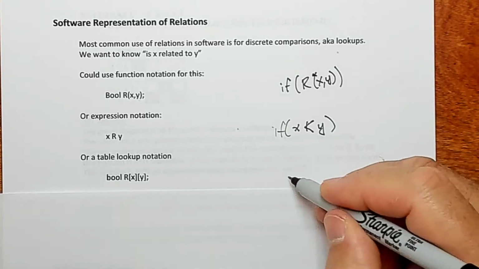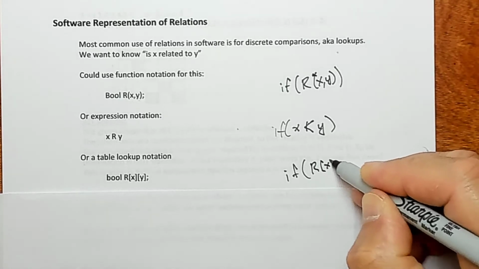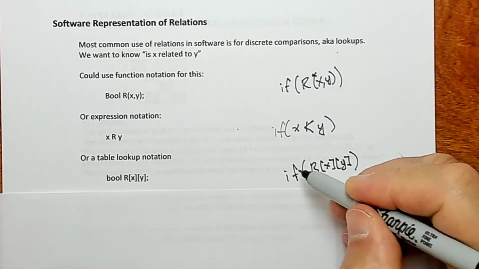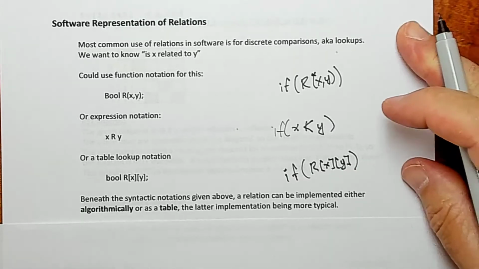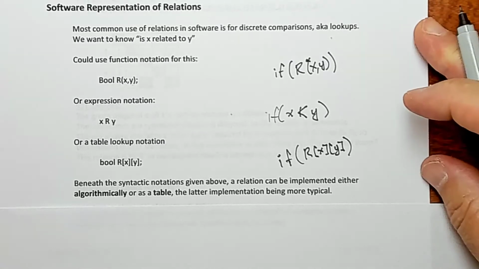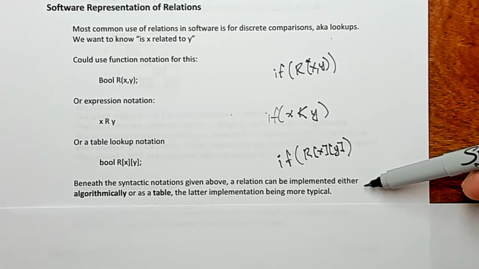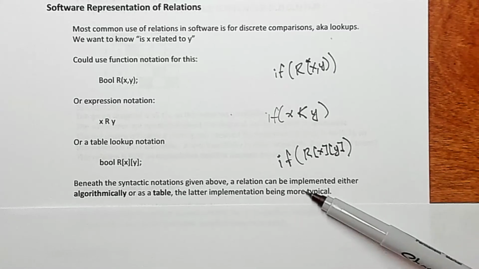Or you could do a table lookup. You could say if r, now I'm using C syntax. I'm also using C++ syntax at the same time. Amazing. Sorry, a little bit of sarcasm. I shouldn't do that, but yeah, C and C++ are very similar. Okay, beneath the syntactic notations given above, yeah.